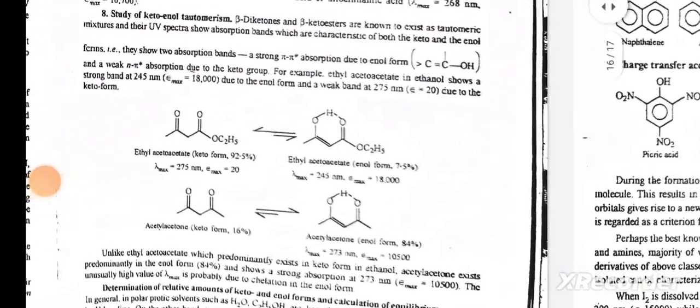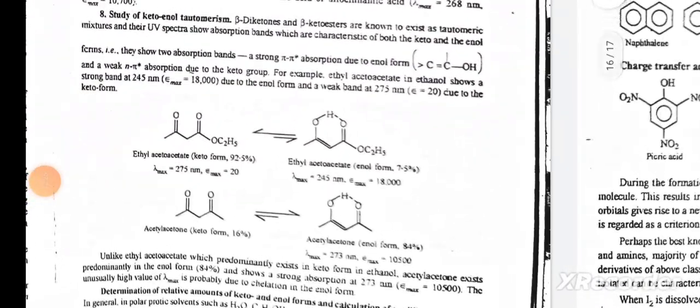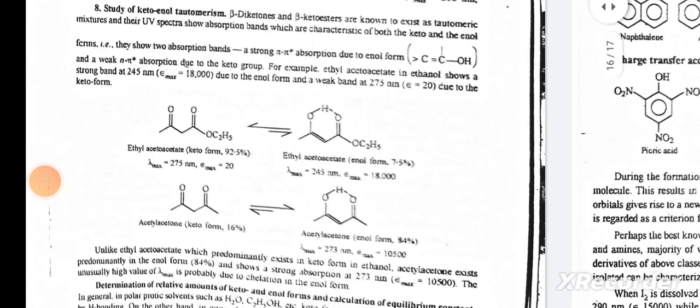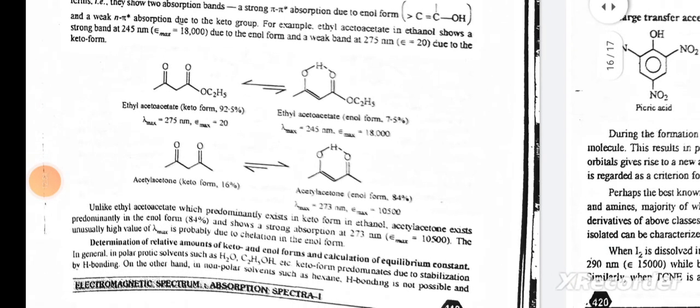Study of keto-enol tautomerism. Beta-diketones and beta-ketoesters are known to exist as tautomeric mixtures, and their UV spectra show absorption bands which are characteristic of both the keto and the enol forms. They show two absorption bands: a strong pi to pi star absorption due to the enol form, and a weak n to pi star absorption due to the keto group. For example, ethyl acetoacetate in ethanol shows a strong band at 245 nm due to the enol form and a weak band at 275 nm due to the keto form.